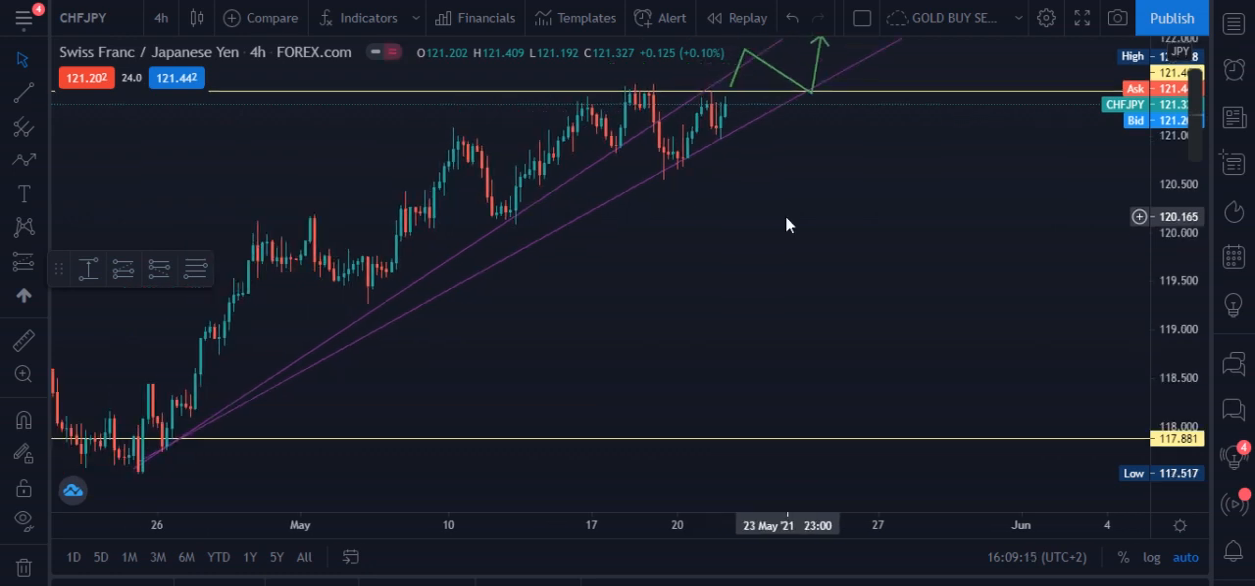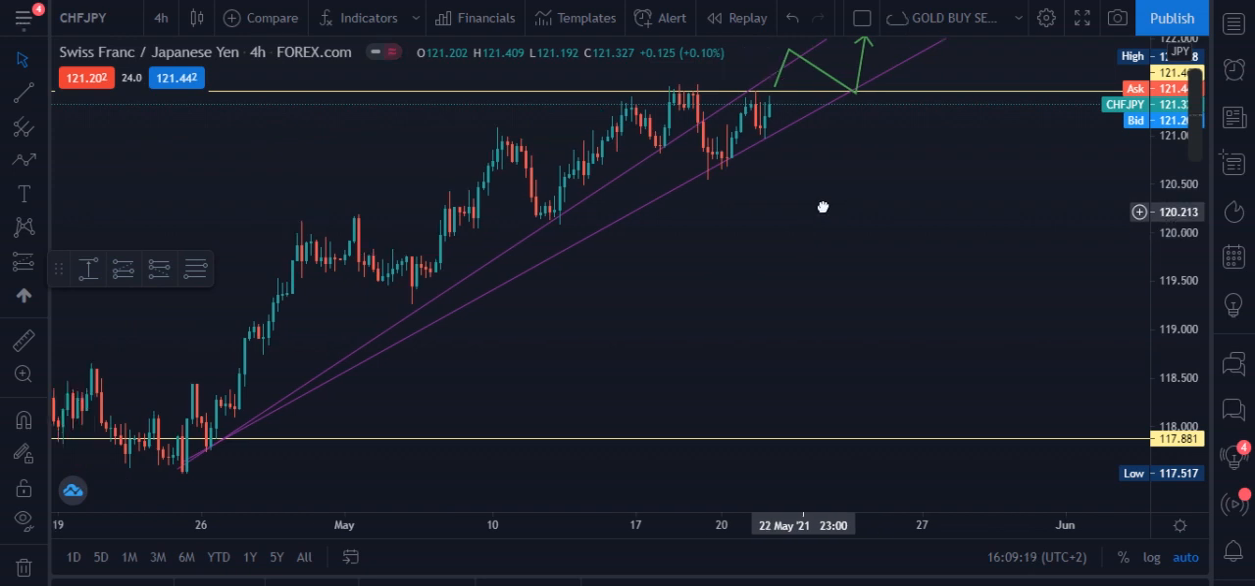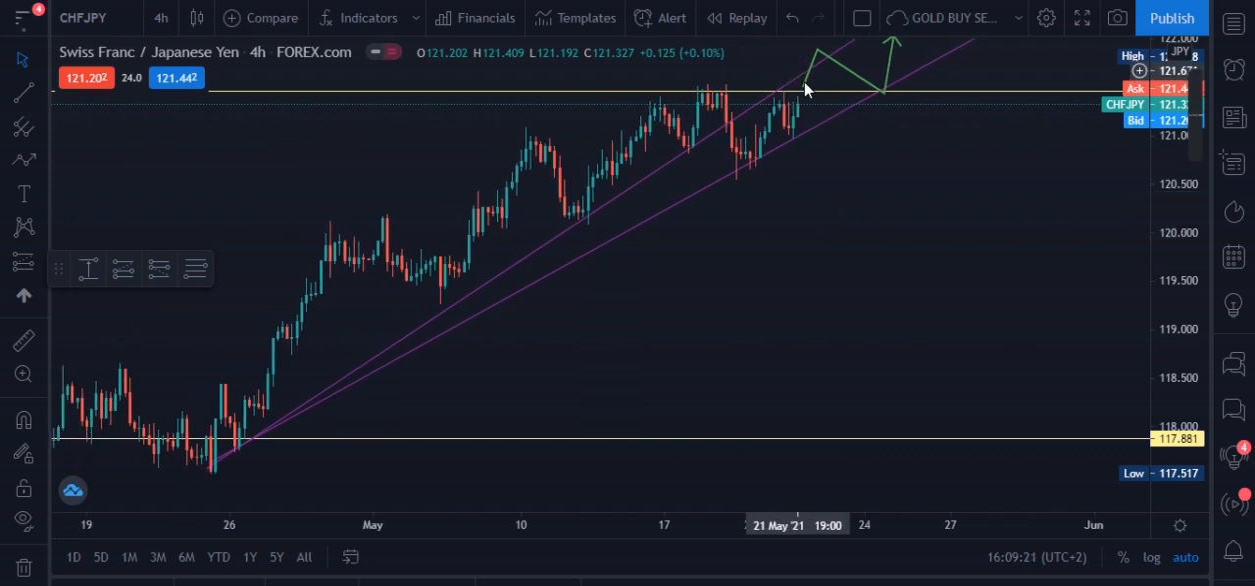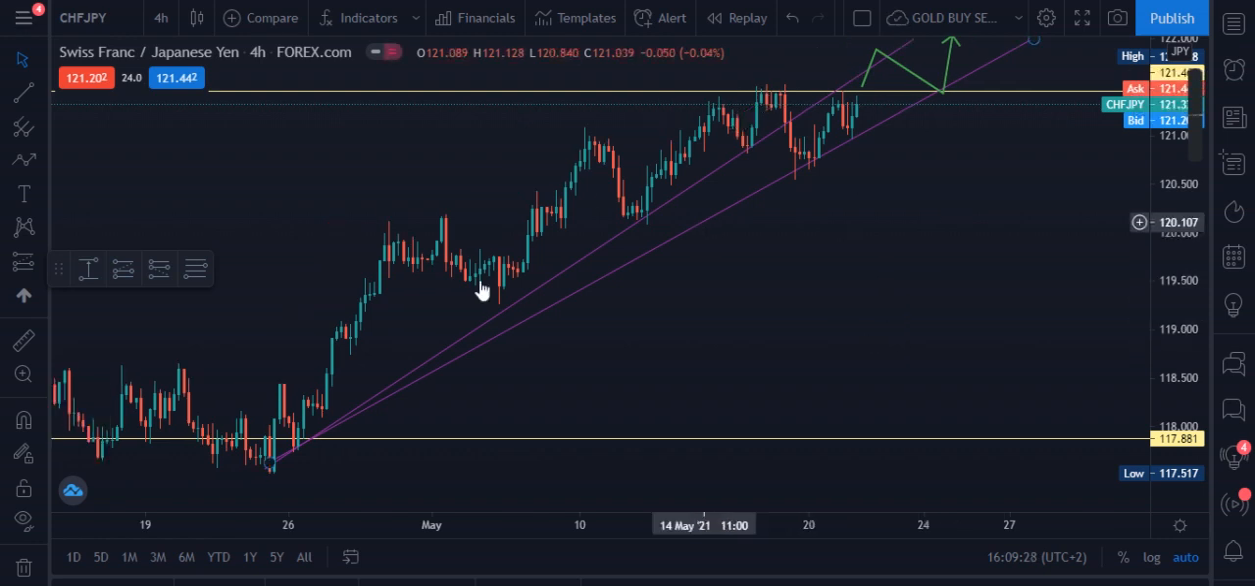But again, we're not market makers. We react to what the market does. So if the market does not do this, if the market does not break this resistance here, what I'd love to see is, see what happened. You see why I drew this area here?